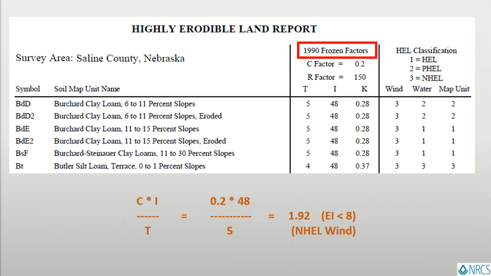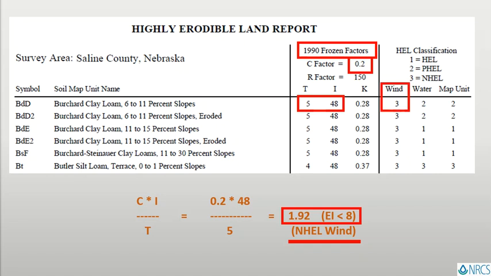Let's take a look at part of the Saline County HEL list. The 1990 frozen factors to calculate the EI for wind erosion are listed. Using the equation, the first map unit, BDD, results in an EI of 1.92, less than 8, which is non-HEL for wind erosion. Note the code of 3 under the wind column. Code 3 stands for non-HEL.